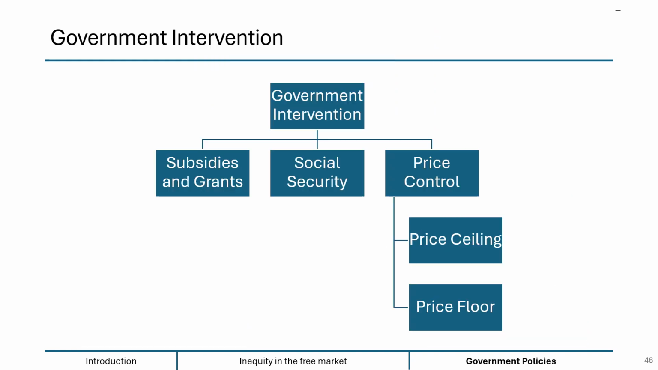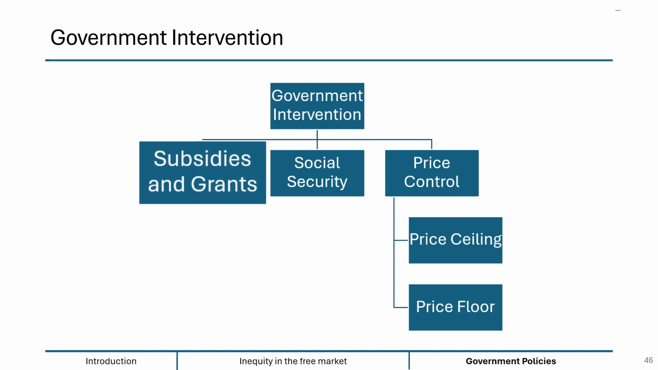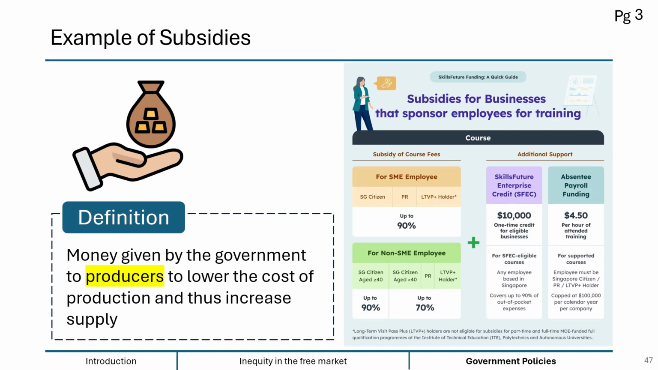So today what we're going to do is the other two forms of government intervention. First is subsidies and grants. Okay? So what are subsidies? Subsidies is the money given by the government to producers to lower the cost of production and increase supply. You should find that on page 3 of your notes. Don't bother about the blanks first, okay? We'll fill them up later. One example of subsidies is subsidies for businesses in Singapore if they send their employees for training.